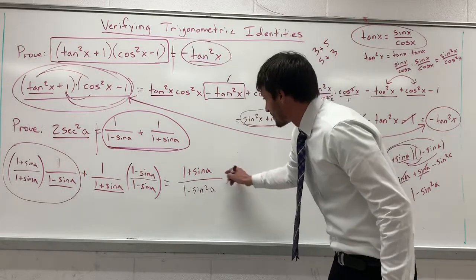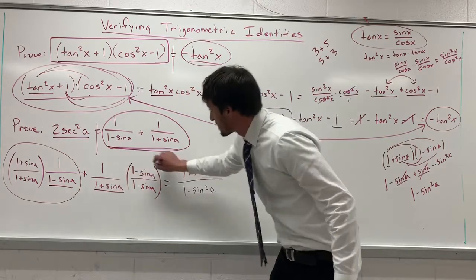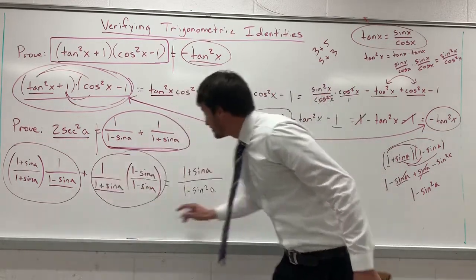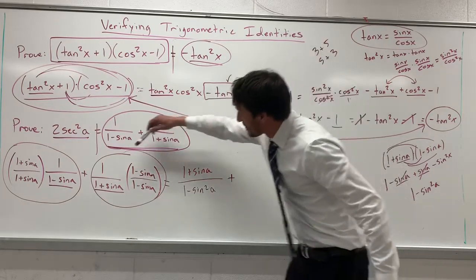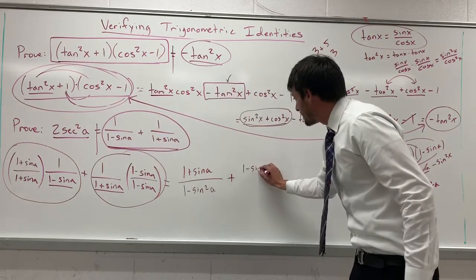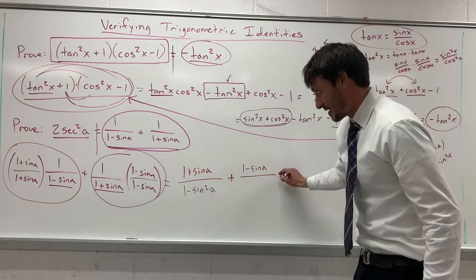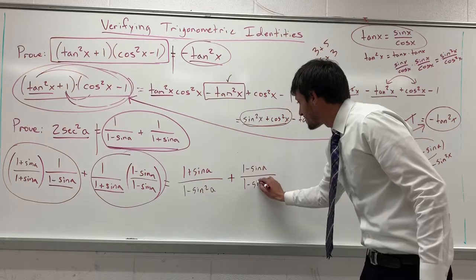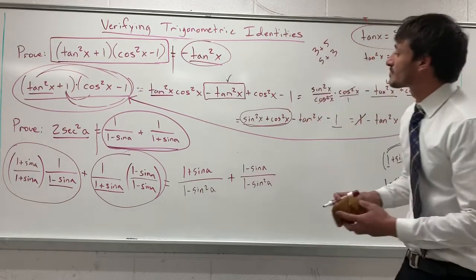And, okay, so this is the product of the first two fractions, and then the product of the second two fractions. Let's go ahead and put our addition sign. We multiply the top first. 1 times 1 minus sine A will give us 1 minus sine of A over, and here if we FOIL this, we would get the exact same thing, 1 minus sine squared of A.